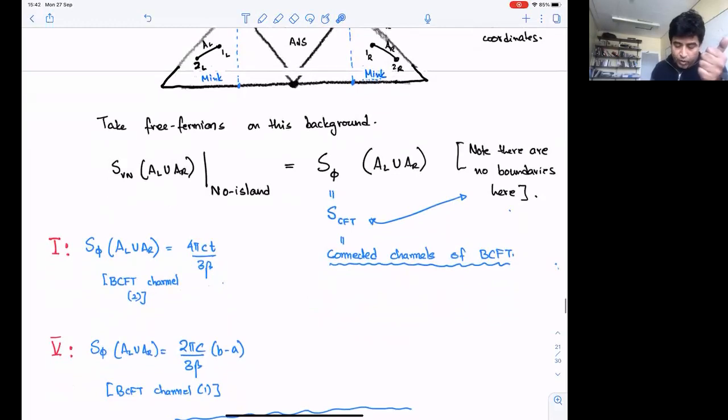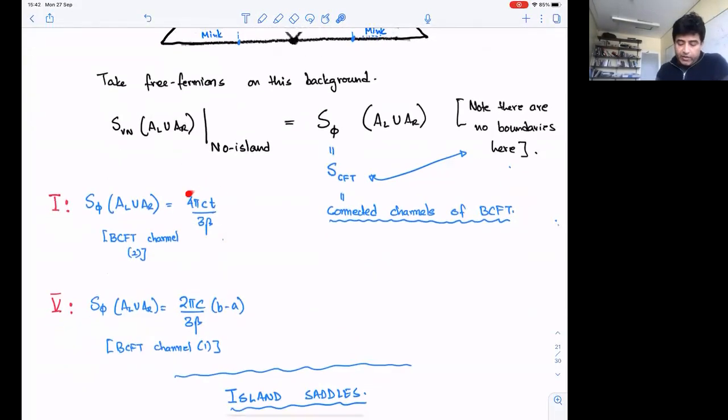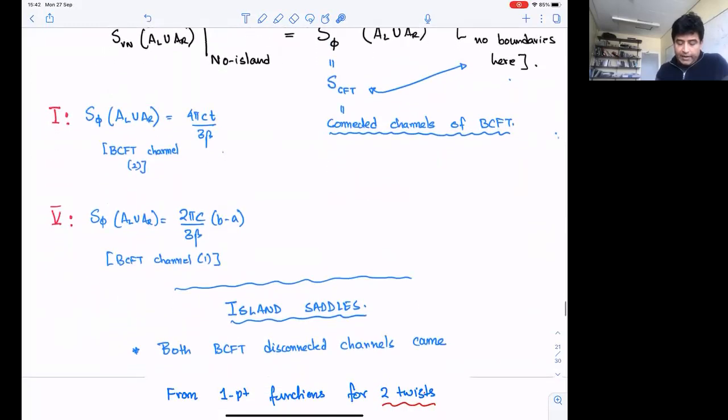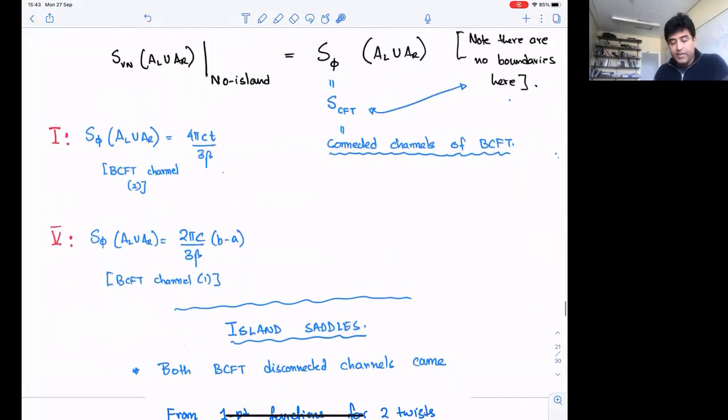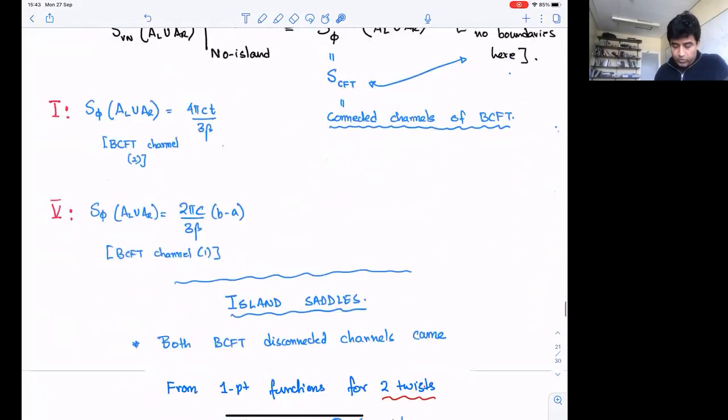And so if one looks at the two connected channels, which I've already discussed, these two connected channels basically give you the linear growth at early time, proportional to time, and late time saturation into thermal entropy, proportional to the size of the intervals, B minus A. That comes from the connected channels in the BCFT language. In AdS2 gravity language, that comes from the no island contribution.